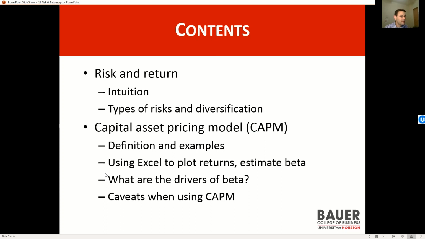With the definition and kind of the basics in hand, we'll then think about the more fundamentals. Think about kind of economically what drives the beta of CAPM, what drives the parameters in this model. And finally, we'll end with some caveats that we should keep in mind, some kind of more subtle points when we use the CAPM.